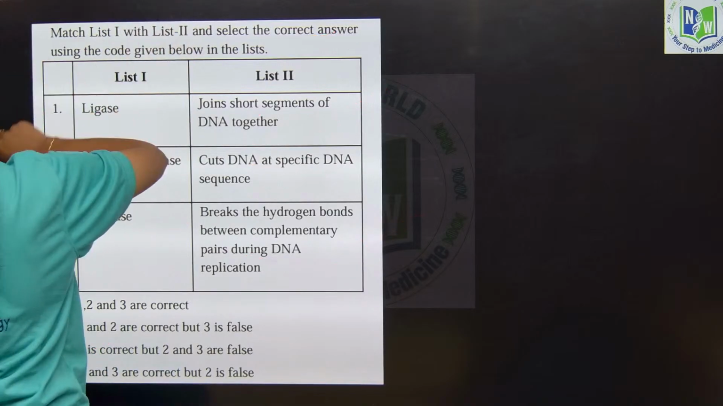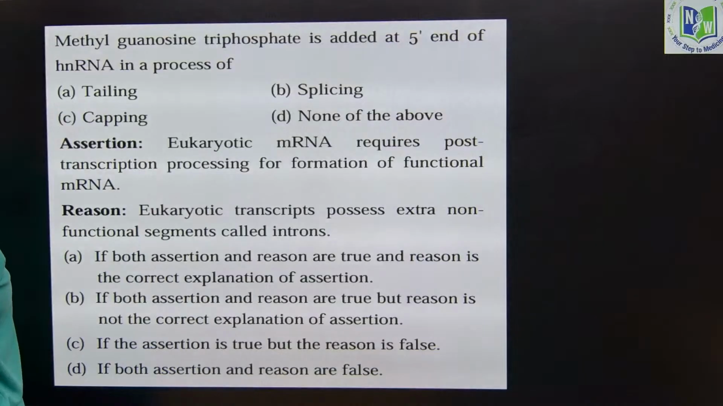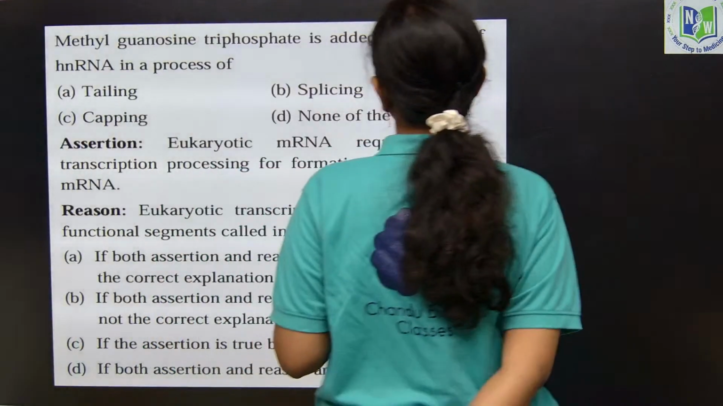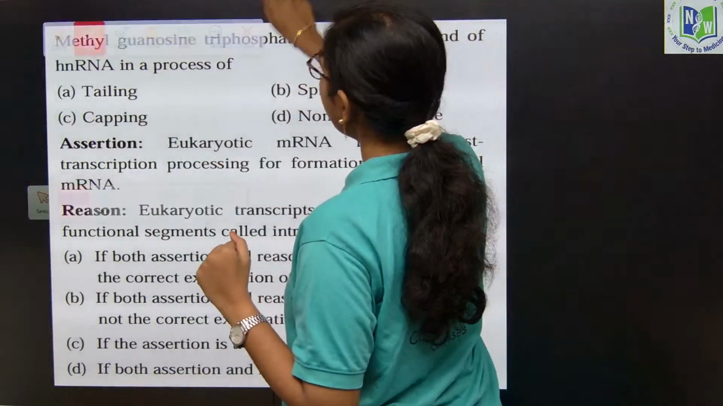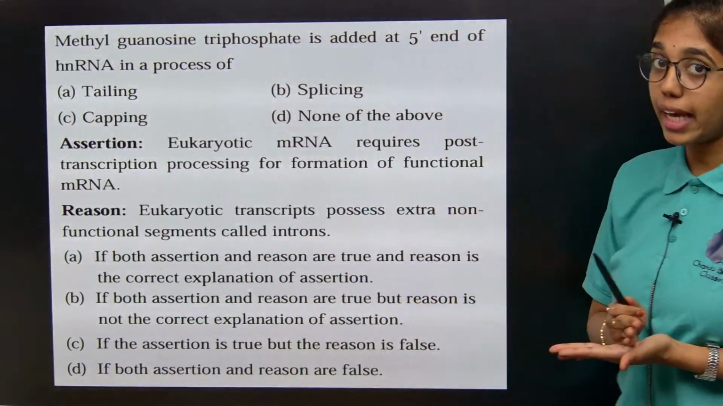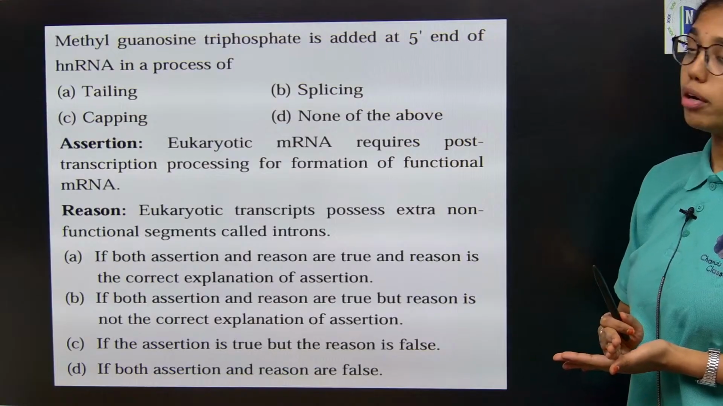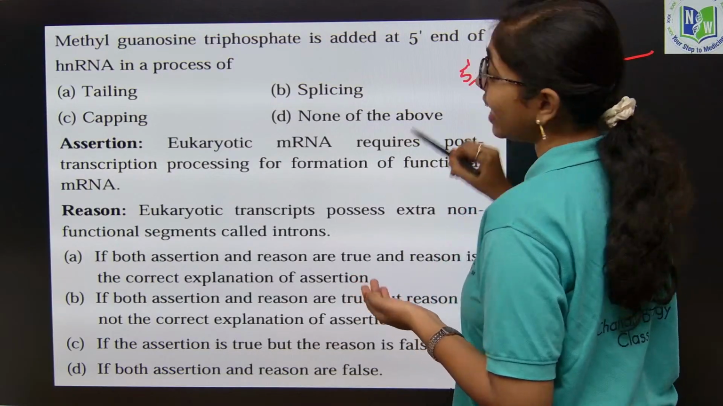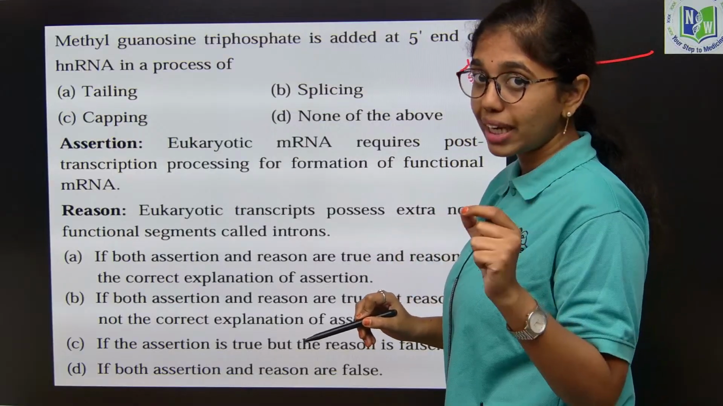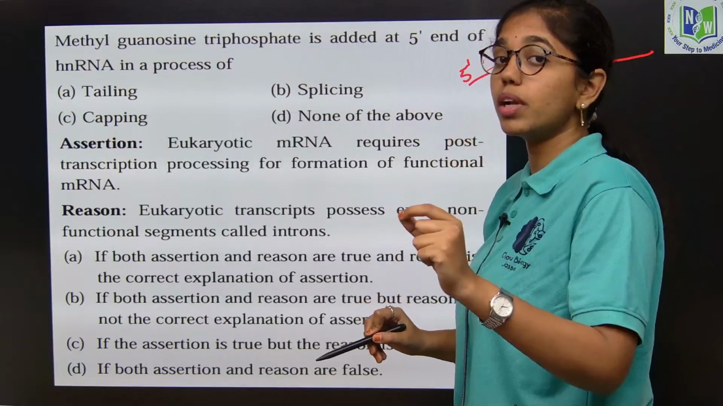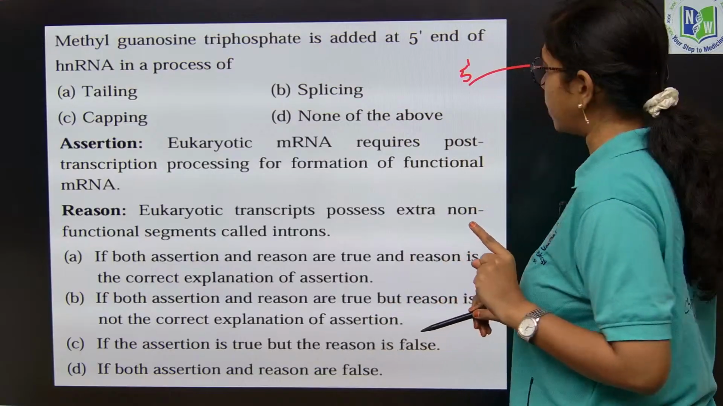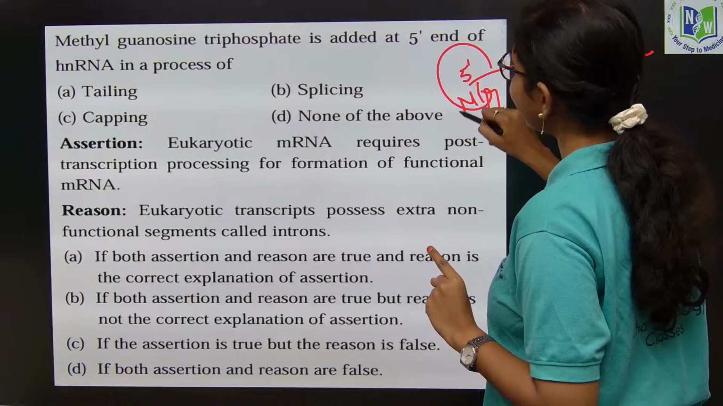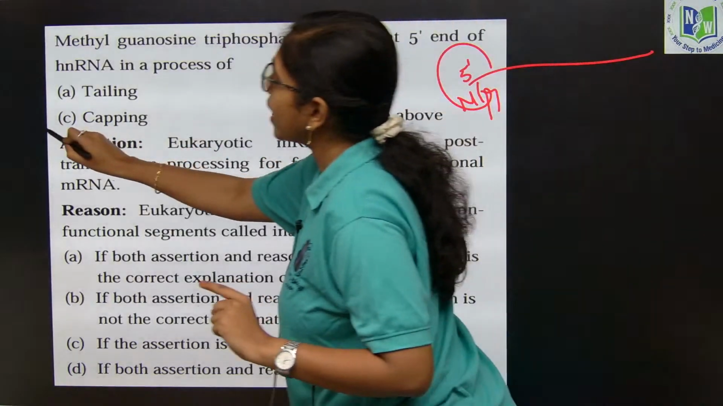Next question you look into, ma. Methyl guanosine triphosphate is added at 5' end of heteronuclear RNA in a process of what? So methyl guanosine is added at 5' end. This is a post-transcriptional event which occurs inside the nucleus of eukaryotic cells. This 5' capping, where methyl guanosine is added, is called capping.